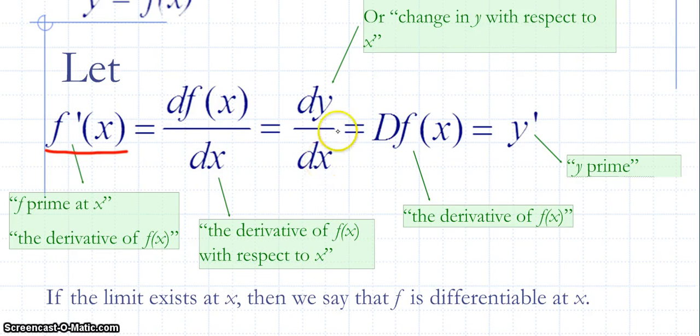dy dx is the change in y with respect to x. Capital D of f of x is the derivative of f of x. Or you could just see y prime. So all of these are just different notations for the derivative with respect to x. If the limit exists at x, then we say f is differentiable at x.